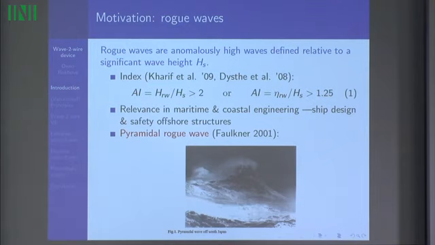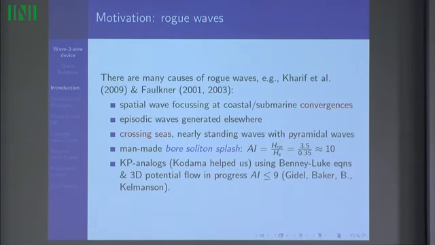That's why I say you can even get them in your cup of tea. I made them in the lab actually, but then they were small, but then the rogue wave was, right? It's all relative. But then people usually don't get excited. There are lots of explanations. The ones which interest me or are relevant here are spatial wave focusing. It can also be due to coastal convergences, so they can also be near the coast. Some tsunamis can even be a rogue wave. Episodic waves generated elsewhere, crossing seas.